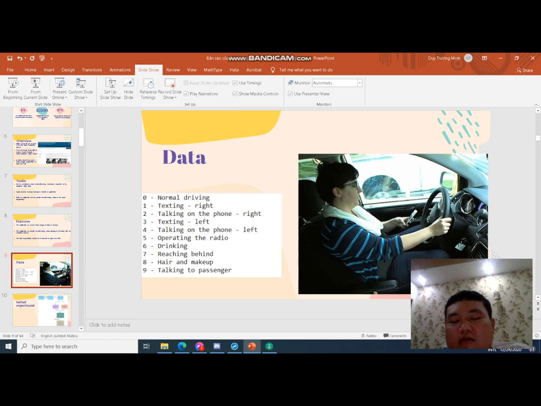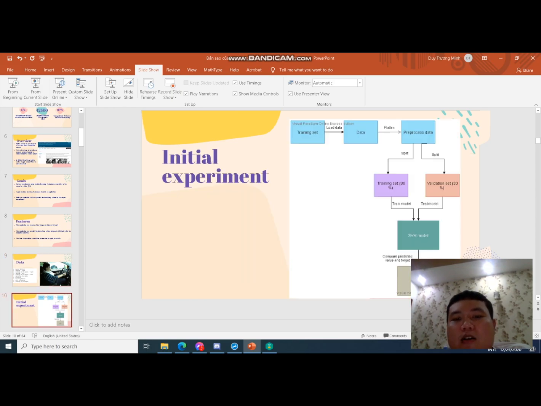So this is a look at the data. The right picture is a sample picture, which can appear in both the training set and the test set. The left picture is about the 10 labels. Each picture in the training or test set belongs to exactly one of the 10 labels. In the initial experiment, from the training set, we load the data and flatten it. From that, we randomly split 80% to the training set and 20% to the validation set.